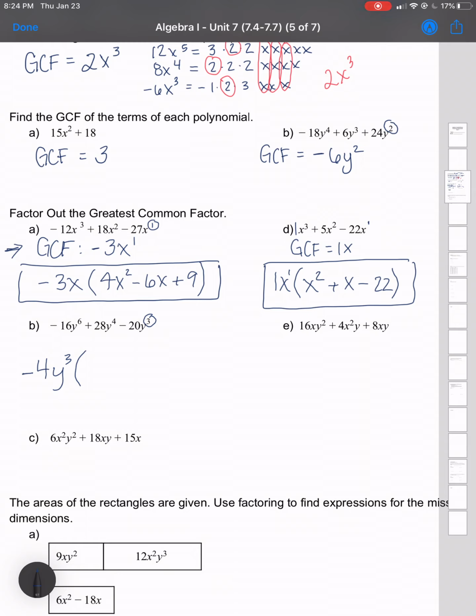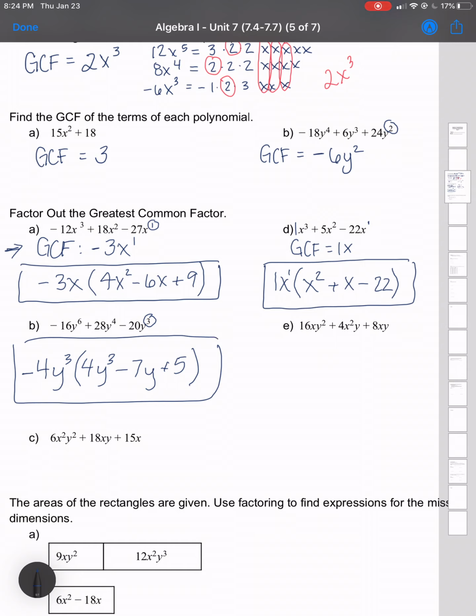Then divide. Negative 16 divided by negative 4 is a positive 4. Y to the 6th divided by y cubed is y cubed. 28 divided by negative 4 is going to be a negative 7, and y to the 4th divided by y cubed is y. And lastly, negative 20y cubed divided by negative 4y cubed is a positive 5.